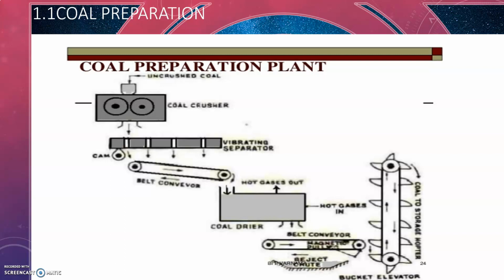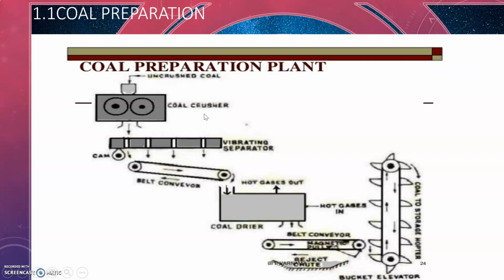The coal preparation plant includes crushers where the coal is crushed into small pieces, then sizers, dryers and magnetic separators. Coal crushers are used to size the coal before feeding to the combustion chamber. Next, sizers. Sizers are used for the separation of coal to the required size.